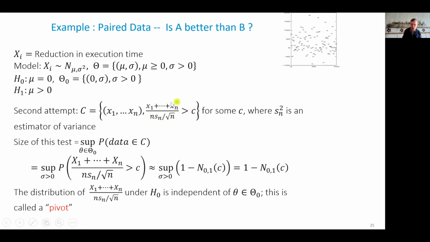Instead of using the sample average, I use the rescaled sample average, where I rescale by something that eliminates the problem of the unknown variance. So I take S squared n, an estimator of variance. We have seen two, one with n minus 1, the other with 1 over n, so that doesn't really matter here. So I take this as a critical region.